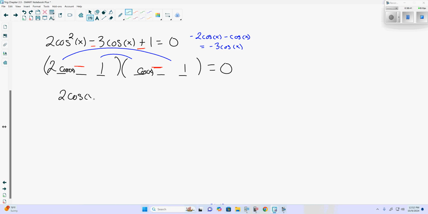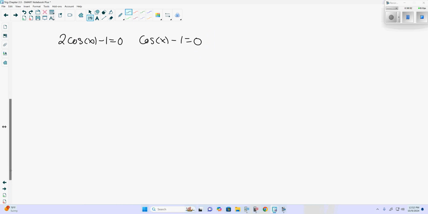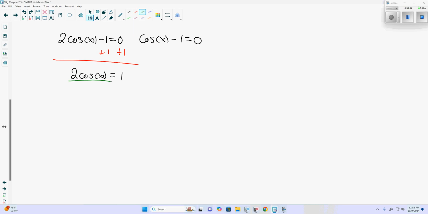Since we do have 2 things that multiply together to equal 0, one of them must be 0. Solve. Add 1. Now we need to find out where cosine of x is 1/2.